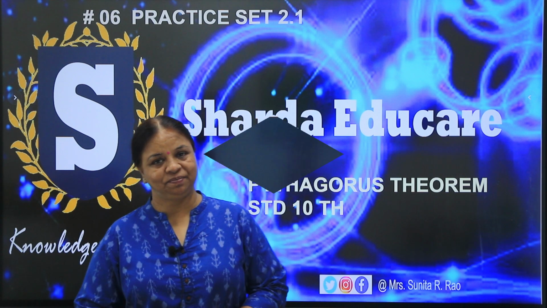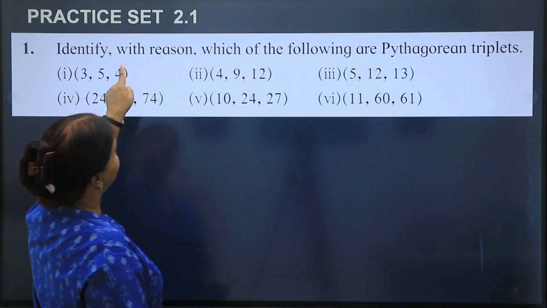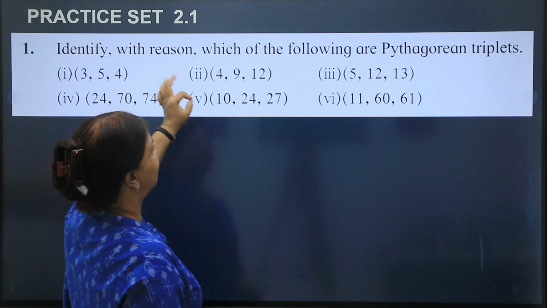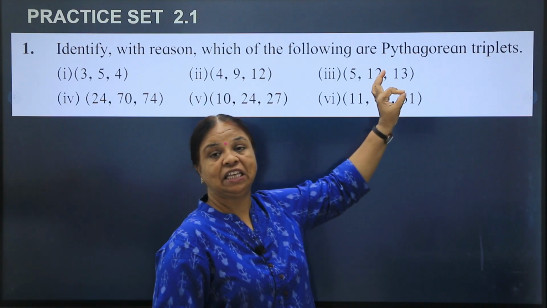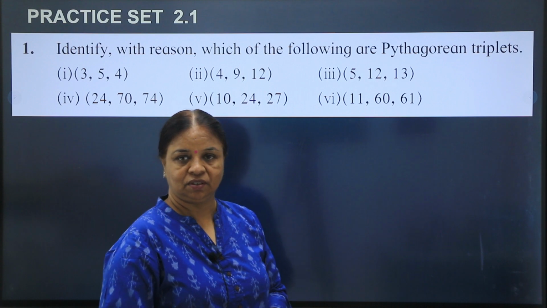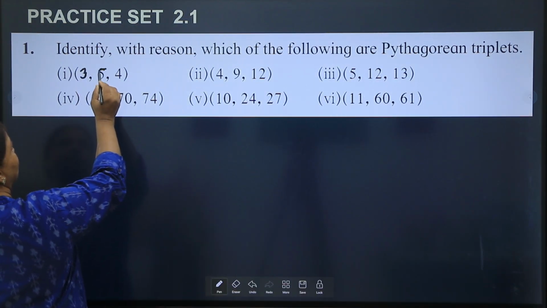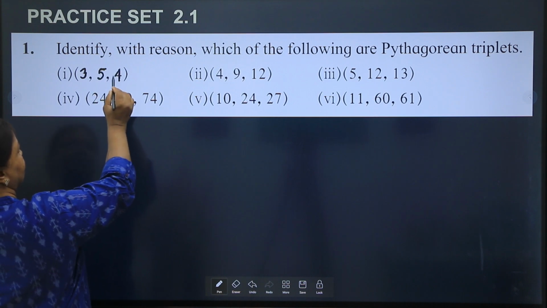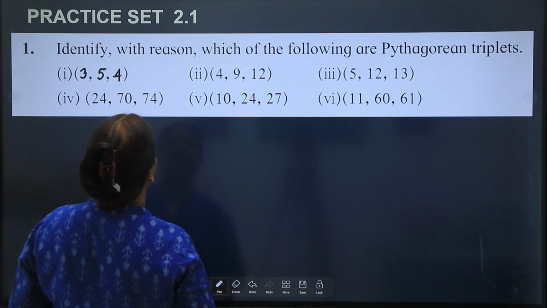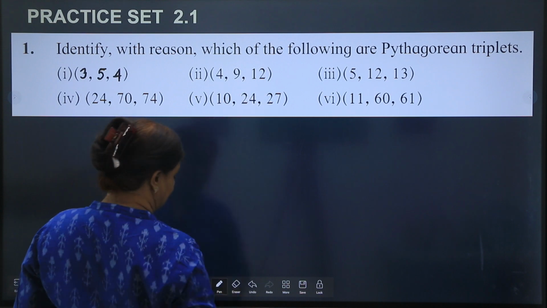Let's begin children. The first sum we have to do is to identify with reason which of the following are Pythagorean triplets. I hope you can see it. The first is 3, 5, 4, and the second is 4, 9, 12.